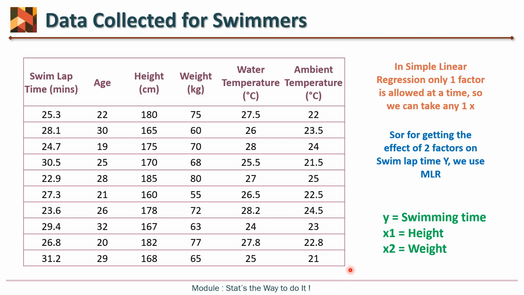As of now, we have selected measure of betterness, that is Y, as swimming time or lap time you can say, and we will understand the relationship with 2 factors simultaneously. We will choose height and weight because age we have already covered in the video of SLR. So here we will take 2 factors, height and weight. Height as x1 and weight as x2.